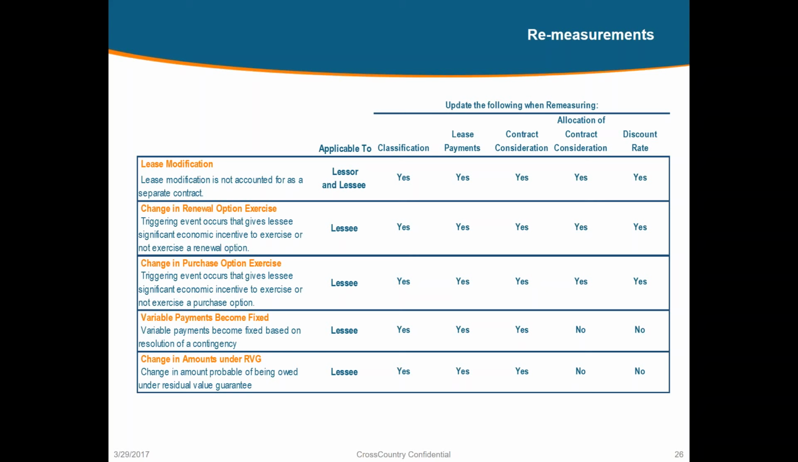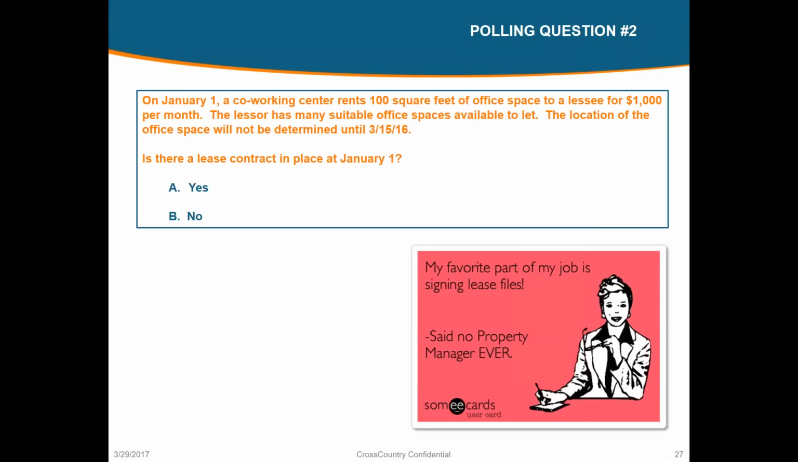It's now time for our second polling question. Thanks, Jen. I do want to acknowledge and apologize that we're having some issues with the presentation mode, but we are in the process of trying to fix that and working on it. So as we wrap up the section on general considerations for lessors and lessees, the second polling question should be up.